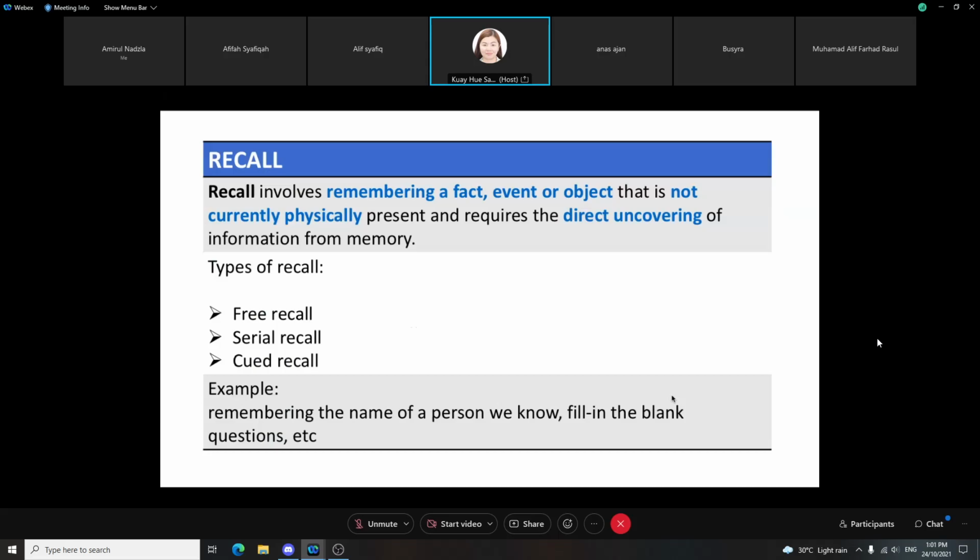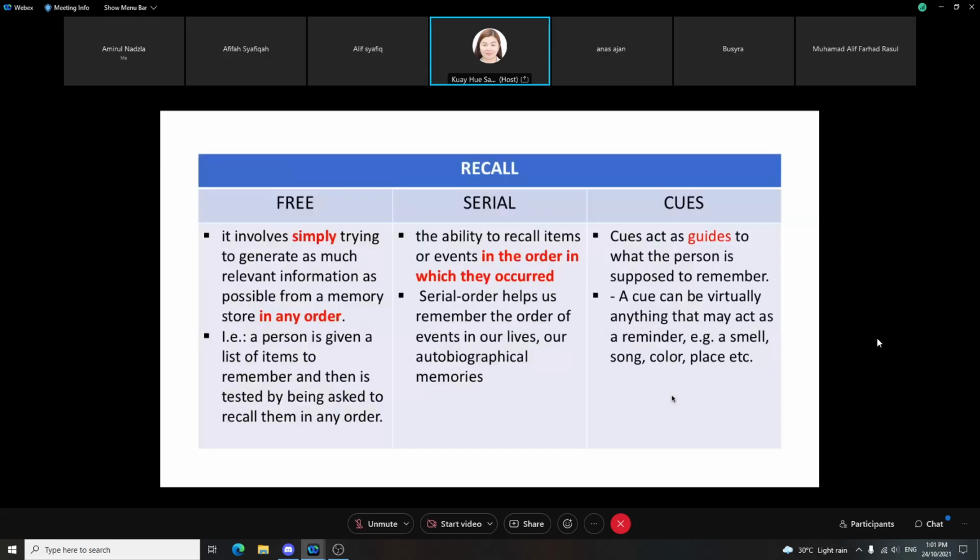There are different types of recalling as well: free recalling, serial recalling, and cued recalling. Examples are remembering the name of a person we know, fill-in-the-blanks questions, and all that. So those are recalling. These are examples of the different types of recalling, so not to confuse you. It's quite simple, basically.